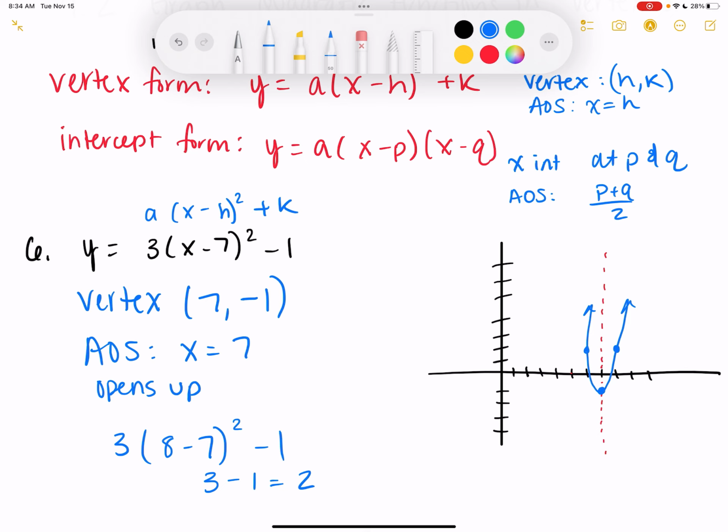Wait, I'm confused. How much did we go up? So I plugged in 8, so that was 1 away from the axis of symmetry. I plugged in 8 for x up here in this original equation, and so then that gave us 2. So it's up to 2.